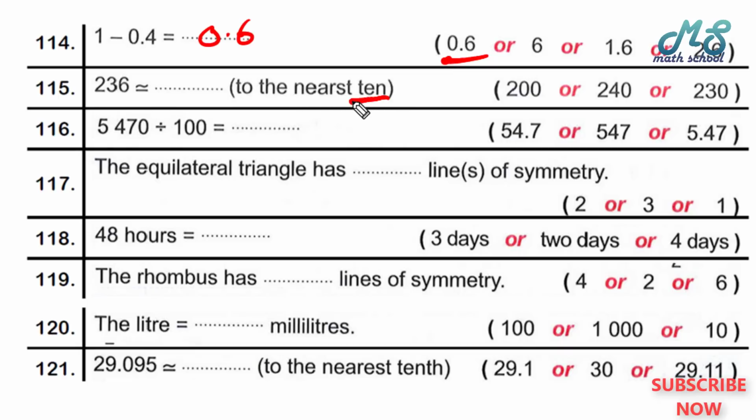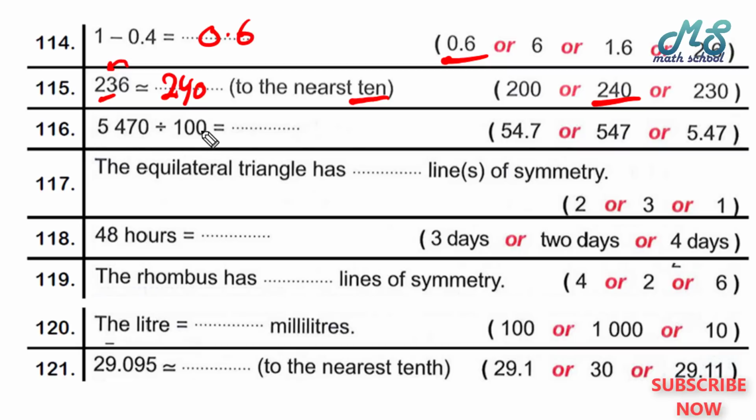236 approximately equals to the nearest 10. To the nearest 10, Mr., you will focus on the 3. The right digit is 6, so just add 1 to 3 to be 4, so we get 240. You can do it mentally. 36 is close to 40, so we get 240. So the correct answer is 240.